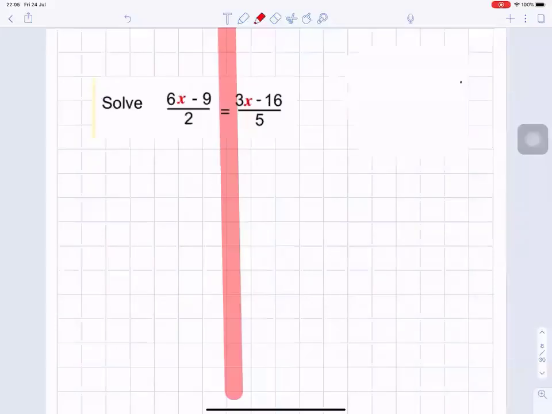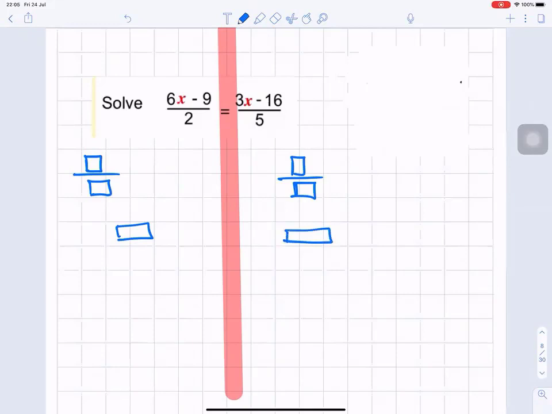Question. We have on the left hand side, it looks like a fraction. On the right hand side, it's also a fraction. What you want to do is to change it all to look one linear equals to one linear before you start to solve it.